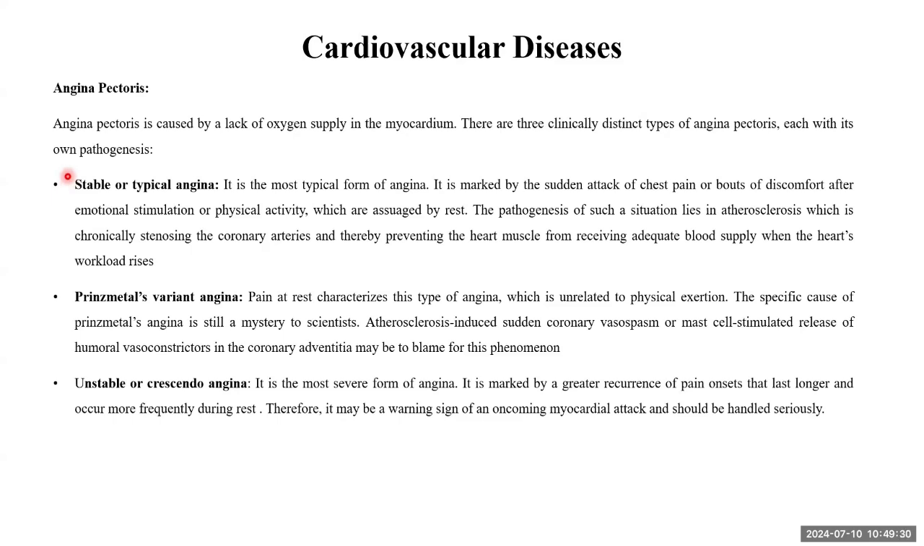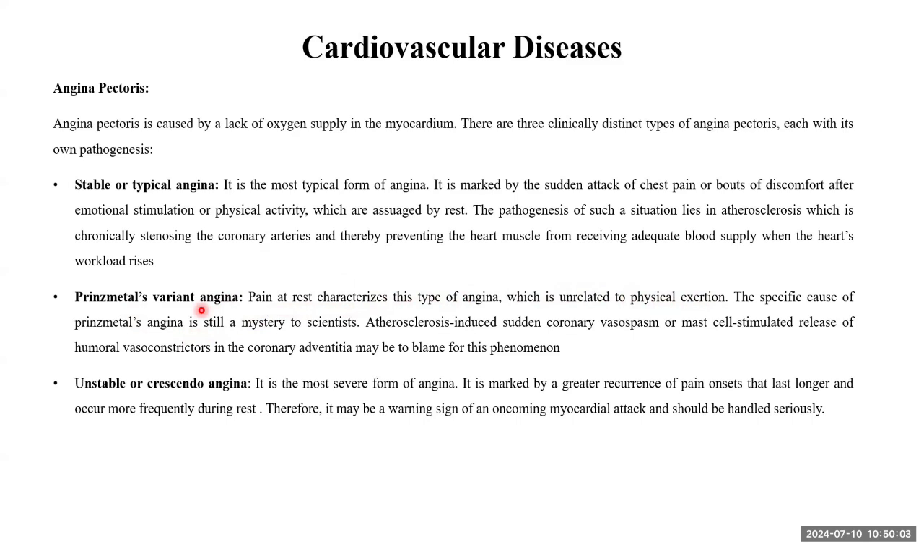So if the person stops heavy exercise and then the pain alleviates, which means it is a situational type of chest pain. Then there is Prinzmetal variant angina, which means pain at rest characterizes this type of angina, which is unrelated to physical exertion. So in this type of angina or chest pain, the person can still feel the pain even at rest.